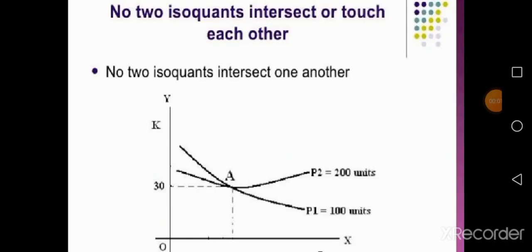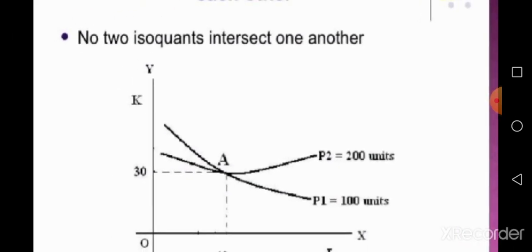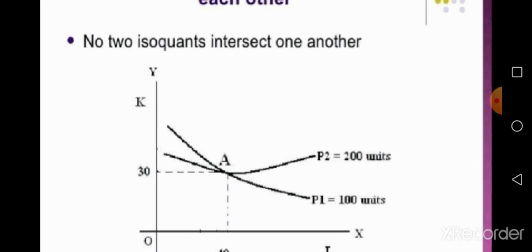If you observe this graph, you see that the two isoquant curves do not touch or intersect each other. For 100 units you draw the P1 isoquant curve, and for 200 units you draw another, P2 isoquant curve. So it is not possible for the two isoquant curves to intersect.